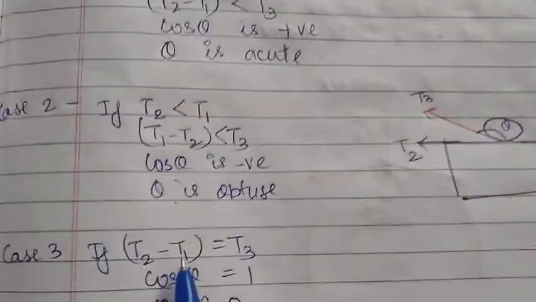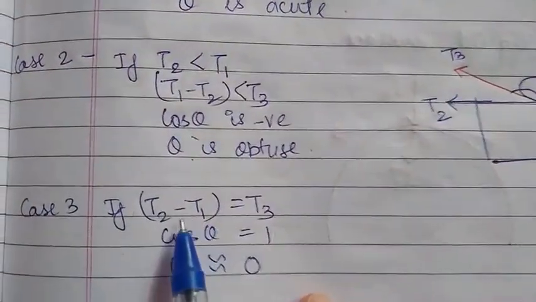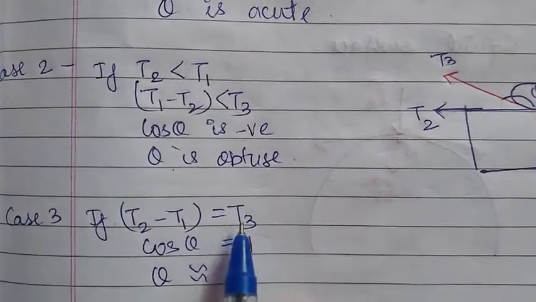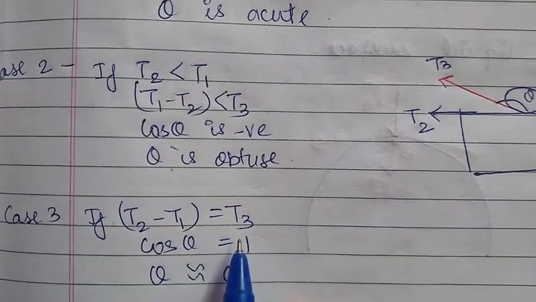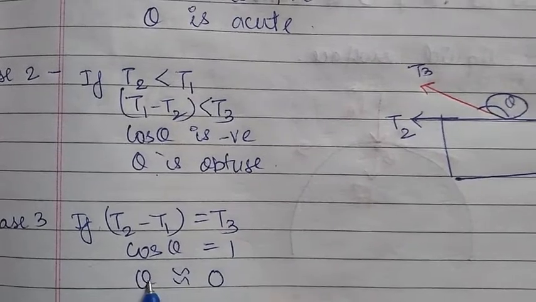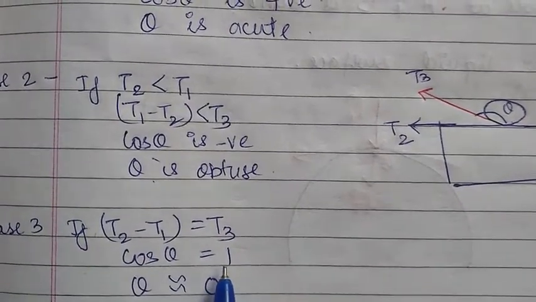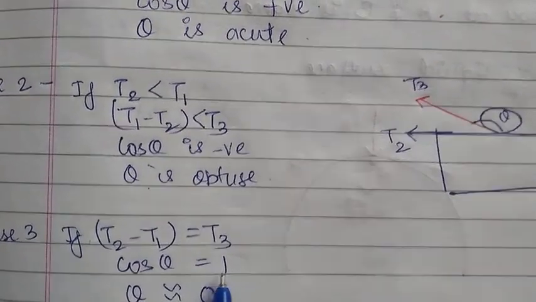Then you have case 3. So if T2 minus T1 is equal to T3, in such case your cos theta will be equal to 1 and theta will be nearly equal to 0. So in such case your angle of contact will be 0.